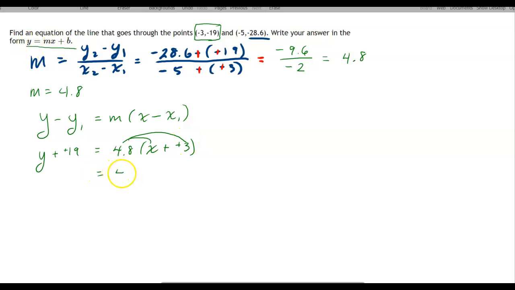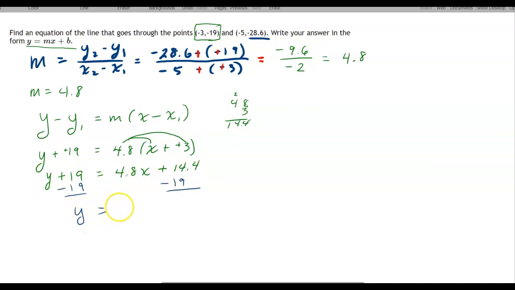So if you distribute 4.8, we get 4.8x, that's fine. And then 4.8 times 3 is 14.4, right? 3 times 4.8, 8 times 3 is 24, carry the 2, that's 12, and 2 is 14, one decimal point. And so that's y plus 19 is equal to 4.8x plus 14.4.